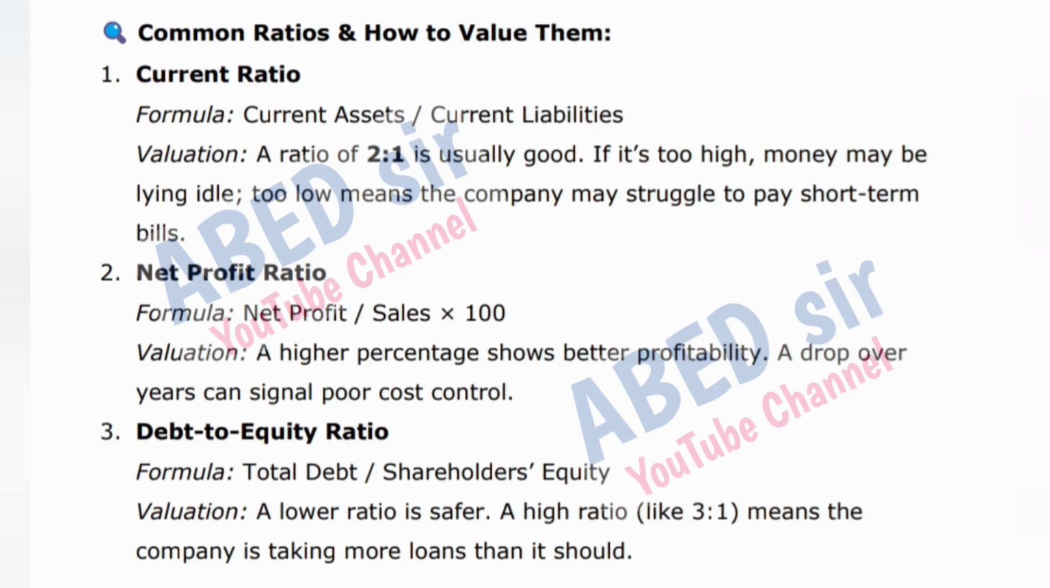2. Net profit ratio. Formula: net profit divided by sales times 100. Valuation: a higher percentage shows better profitability. A drop over years can signal poor cost control. 3. Debt to equity ratio. Formula: total debt divided by shareholders' equity. Valuation: a lower ratio is safer. A high ratio, like 3:1, means the company is taking more loans than it should.